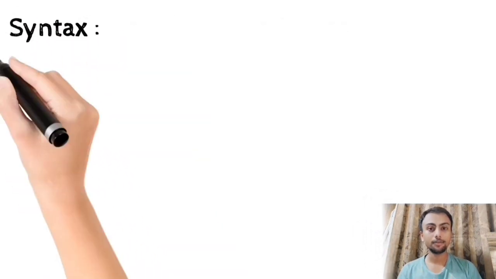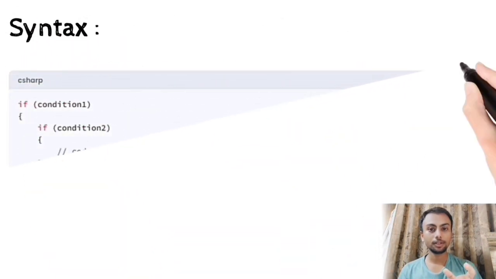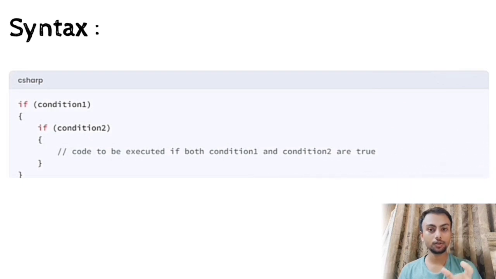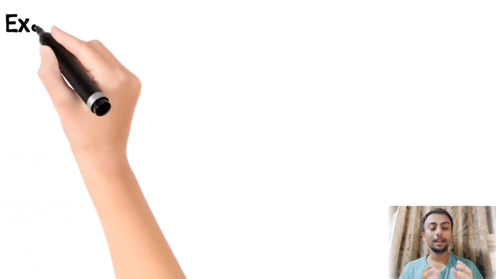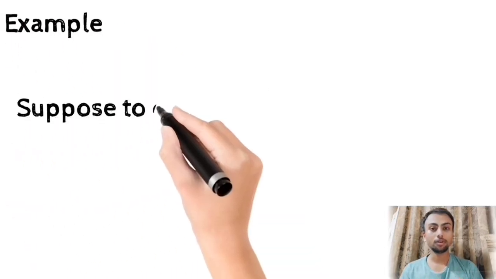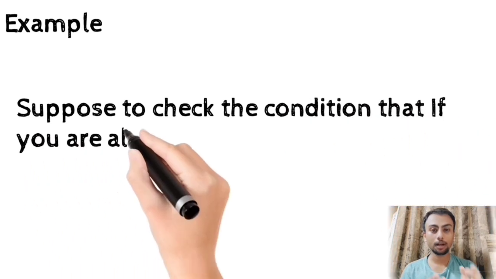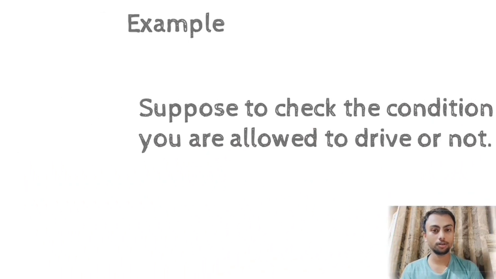Syntax of nested if. Here, if condition 1 is written, inside it if condition 2 is written. If both the conditions are true, then the code will be executed. Let's take an example. Suppose we want to check the condition whether you are allowed to drive or not.